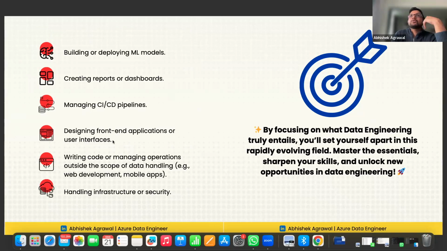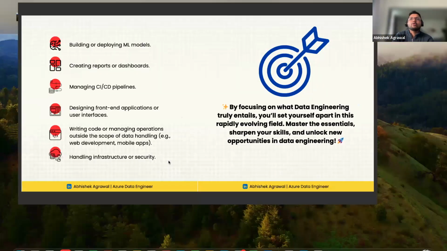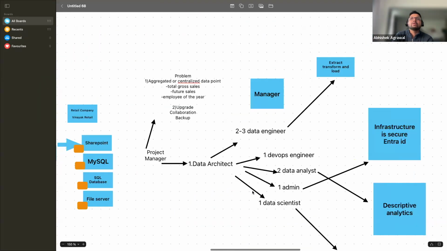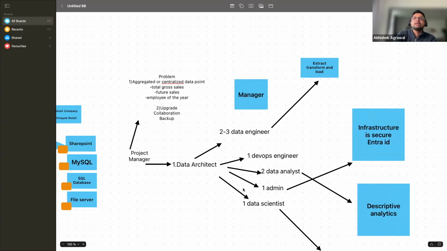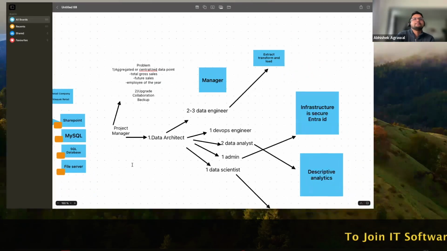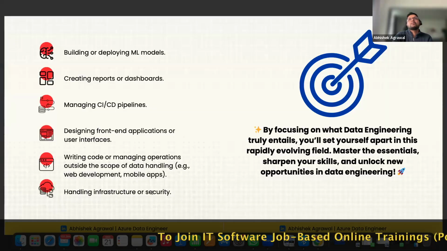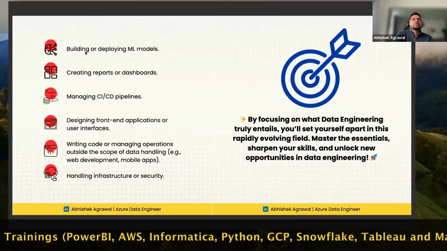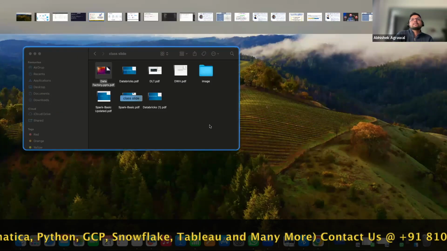Designing a front-end application: suppose you want to design some sort of front-end application, like a dash application, you need another person in your team for this, someone who can make that, right? Infrastructure security will be the job of an admin. So this is what is not data engineering. You should be very clear about what is data engineering and what is not data engineering, right?